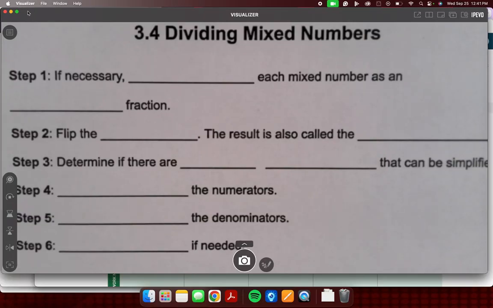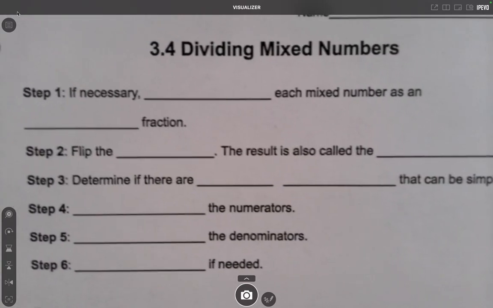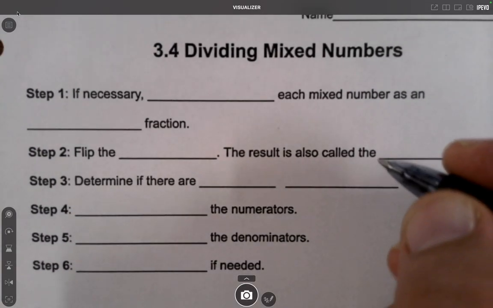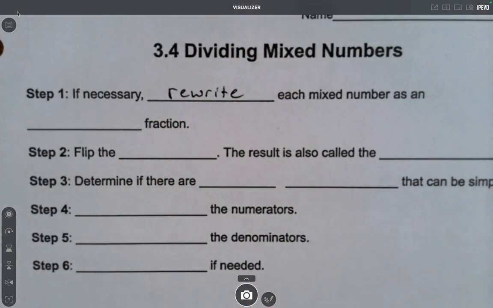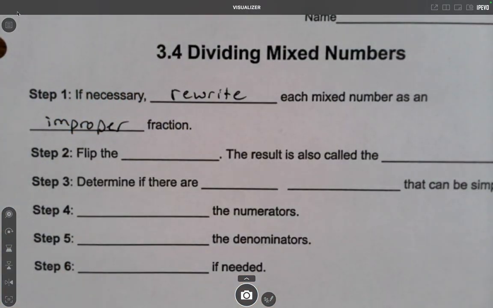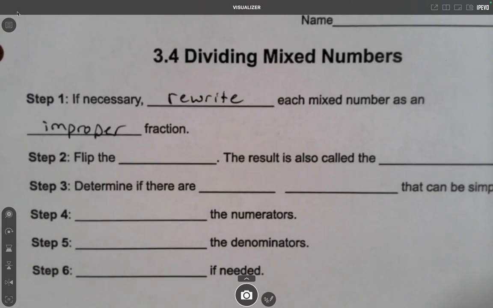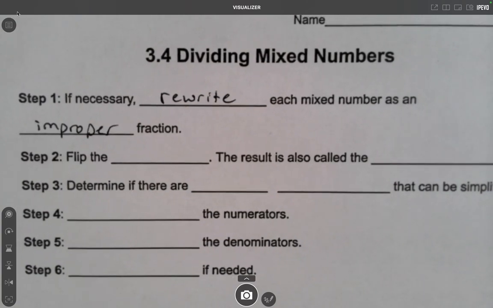We've multiplied mixed numbers. Today we're going to talk about how to divide mixed numbers. So just as it is with multiplying, the first step, if necessary, is to rewrite each mixed number as an improper fraction. And here's some kind of cool news. The only difference between multiplying and dividing mixed numbers is step 2. Everything else is identical. So there's just one extra step, and it's not a hard or long step at all, but it's one you have to remember to get the answers right.